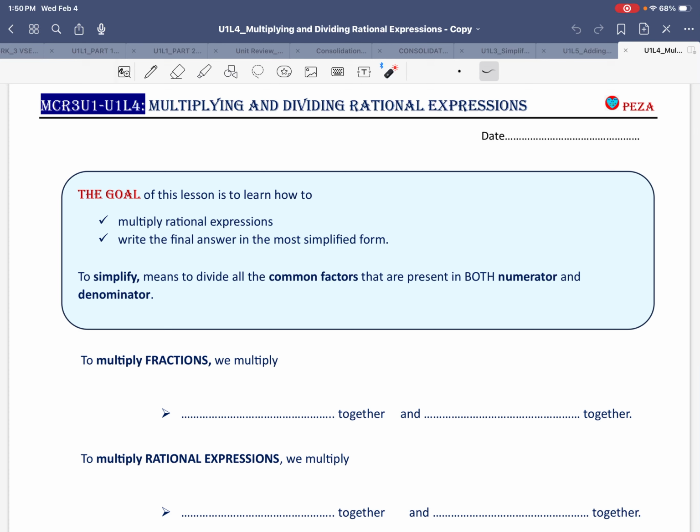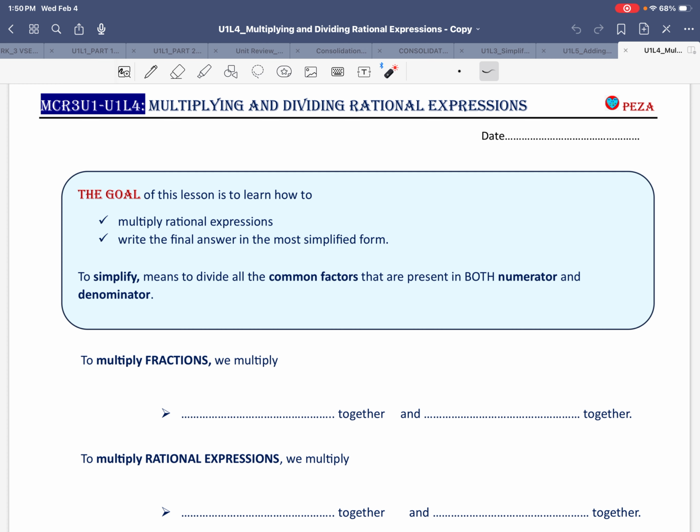In this lesson, we'll explore multiplication and division in rational expressions. Now, the goal of this learning is to learn how to multiply them and obviously write the answer in the most simplified form. And I keep repeating this. To simplify means to divide all the common factors that are present to both numerator and denominator.